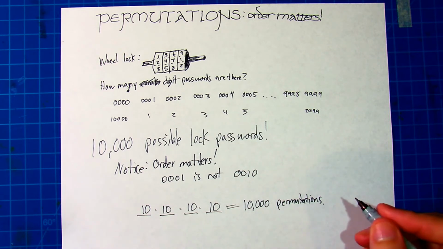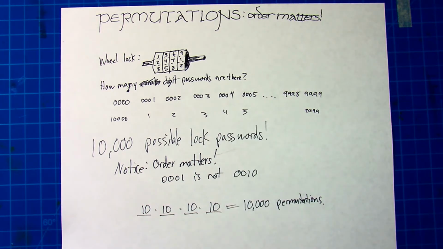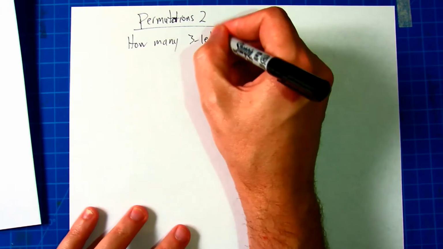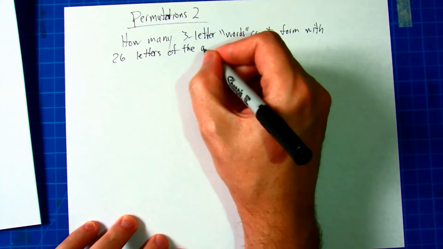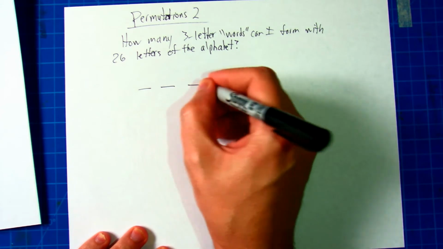I have been trying my best not to call these combinations, even though we usually refer to these as combination locks. They should actually be called permutation locks because order matters in a permutation. Permutations can be used to answer questions like, how many 3-letter words can I form with 26 letters of the alphabet? There are 3-letter words, so 1, 2, 3.